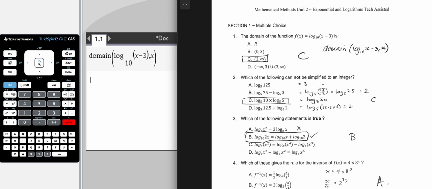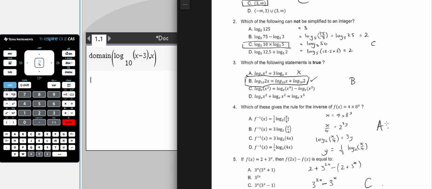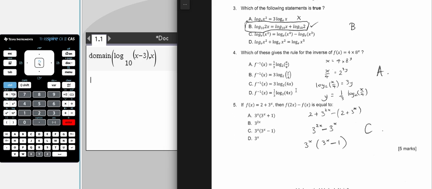If we look at question 3, we can look at which statements are true. So these are just some of the log laws, basically, or log rules, which come into effect where different things happen, and we know that it's B because when we add two logs together with the same base, we multiply the elements that are within the bracket. So that's 2 times x, which is 2x, so we know it's B.